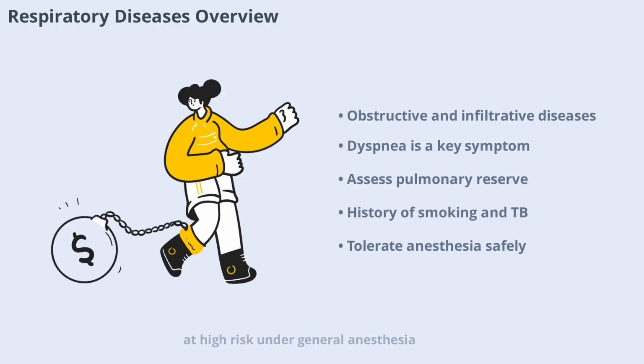Patients with decreased pulmonary reserve are at high risk under general anesthesia. A thorough history of smoking and tuberculosis is essential. The main concern is the patient's ability to tolerate anesthesia and maintain respiratory function during surgery.